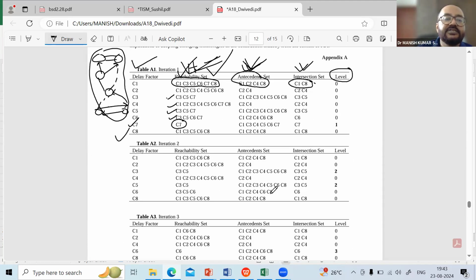Okay, C7, just check C7. Here you can see C7 is this, and now these are C1, C3. This is the antecedent. What is common? This one. And this is the singleton set there. So this will become level 1.